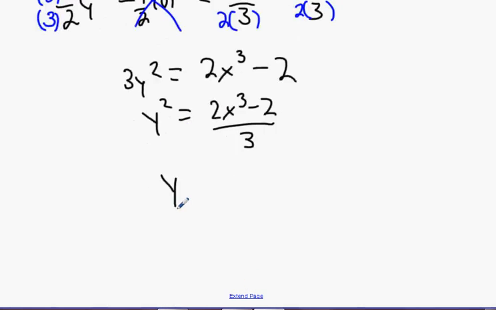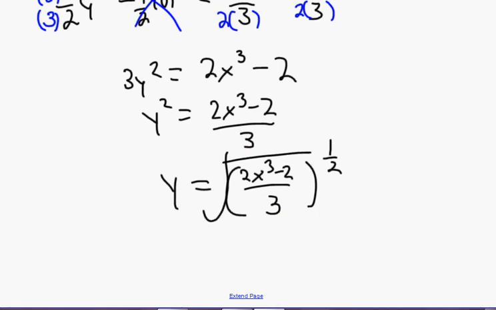And then y equals that to the power of a half, or square root sign it, whichever is good. Same thing as a square root sign.